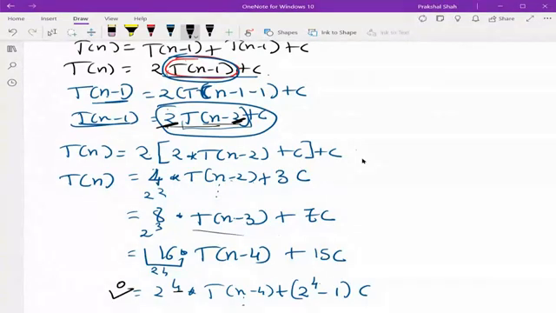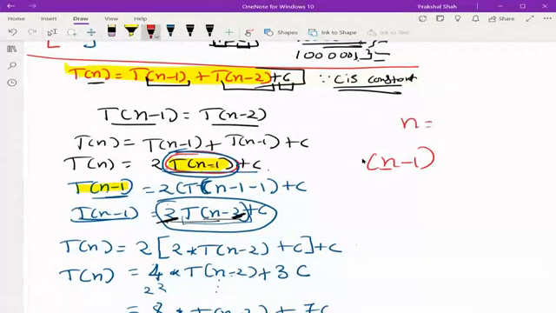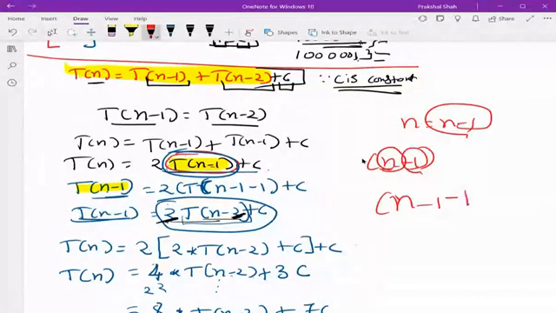This 2? Okay, see, what we did, our T of n was 2 into T of n minus 1 plus C here. Now my task is to find T of n minus 1 here, right? So what I need to do, if you want to find T of n minus 1, instead of n, put n minus 1, right? So if you put n equals to n minus 1 here, what you will get? Instead of this n, put this n minus 1, and this was already there.